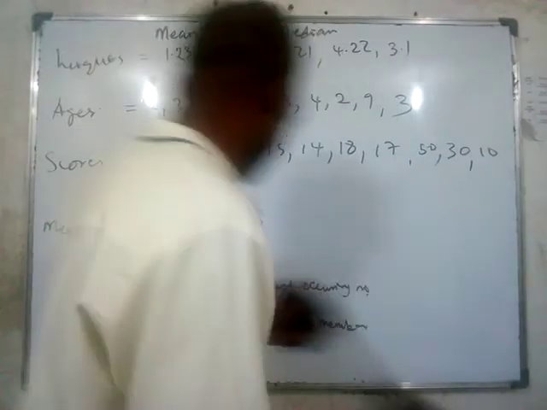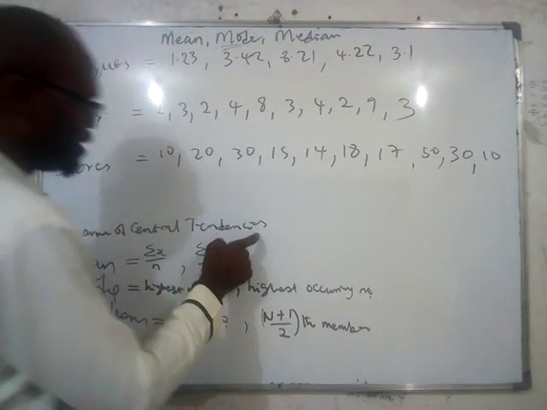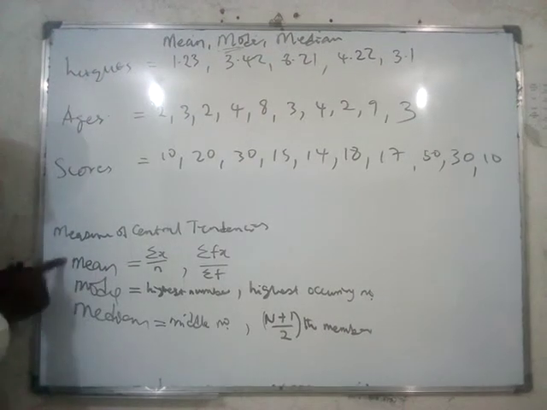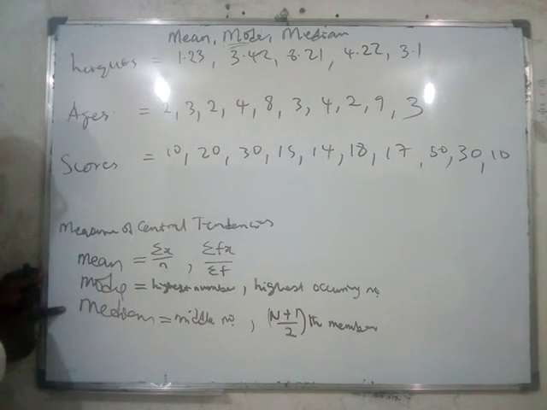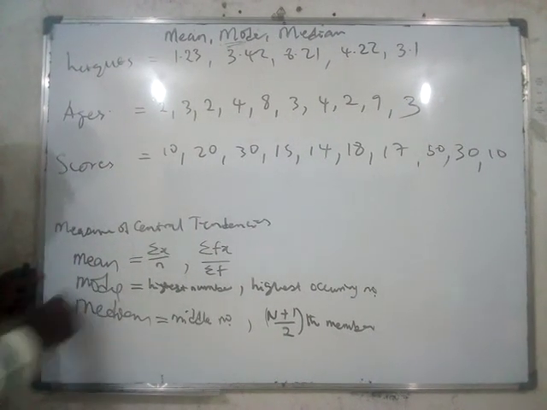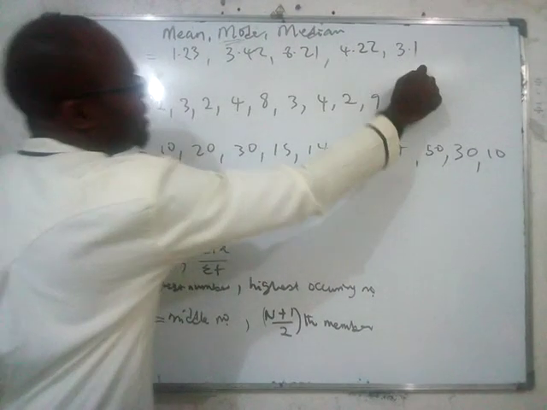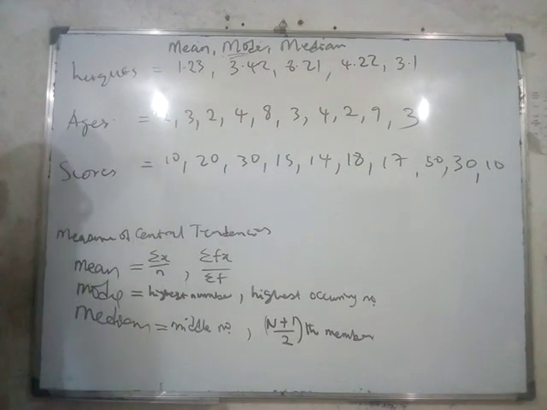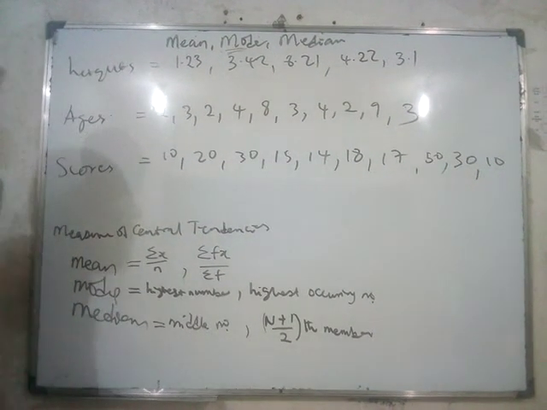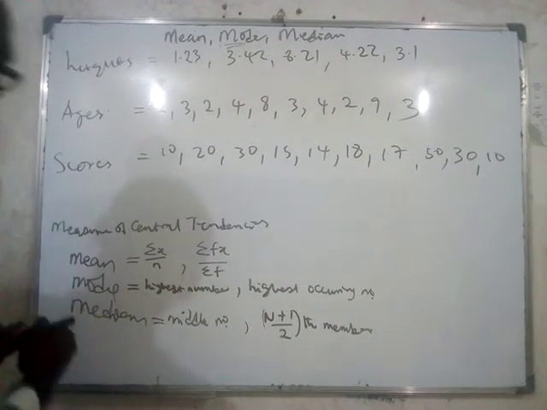They are known as measures of central tendency. Examples are mean, mode, and median. I'll be doing this calculation for non-repeating data, repeating data, and in subsequent classes, grouped data. Is that clear? We are starting with the mean.